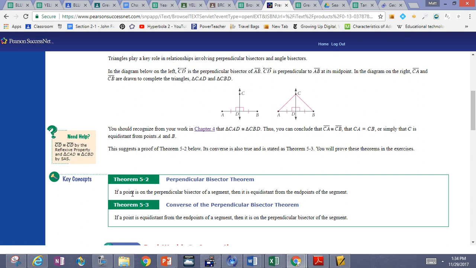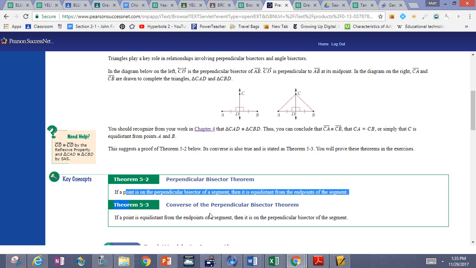Perpendicular bisector theorem says if a point is on the perpendicular bisector of a segment, then it is equidistant from the endpoints of a segment. Equidistant means of the same distance. And we're going to illustrate this in GeoGebra in just a moment. Let's take it apart, see what it says. A point on the perpendicular bisector of a segment is equidistant from the endpoints of the segment.